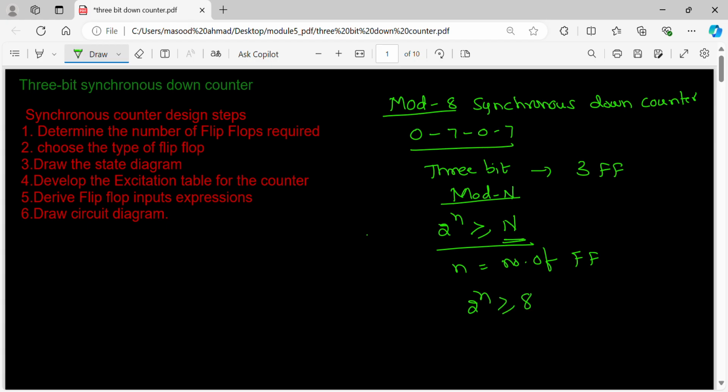So what is the value of n? If I make 2 power n equal to 8, n equals 3. So for n equal to 3, the minimum value for which this condition is satisfied is 3. So the number of flip-flops required is 3.